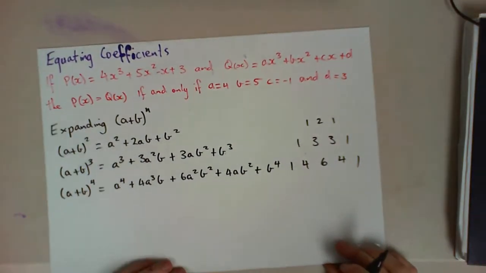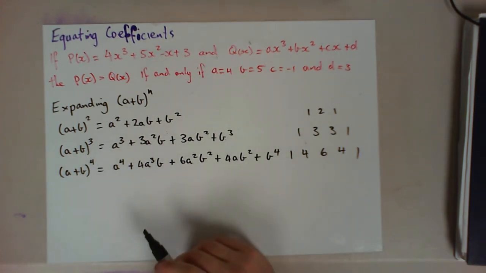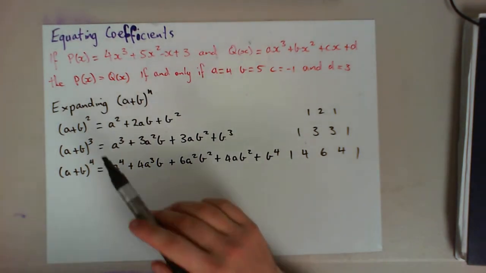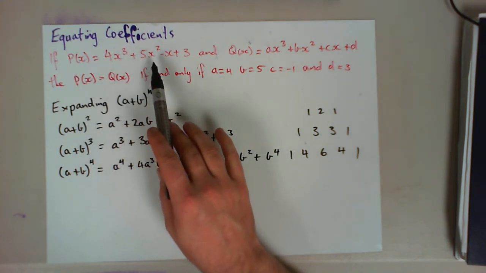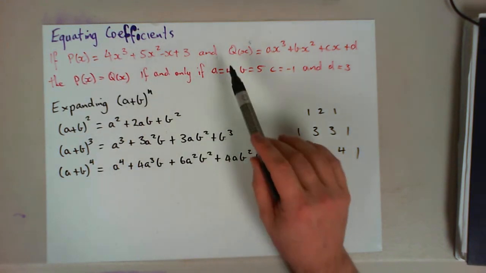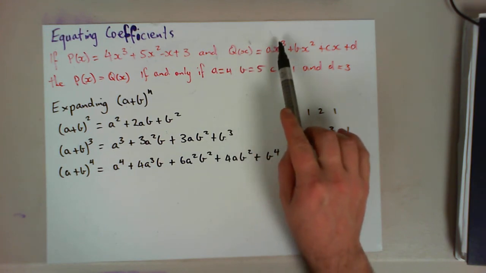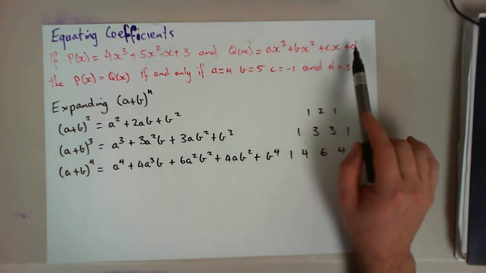Got a couple little bit more points to cover. And that's about equating coefficients. So if we've got these two polynomials, p of x equals 4x cubed plus 5x squared, take x plus 3, and q of x equals ax cubed plus bx squared plus cx plus d.